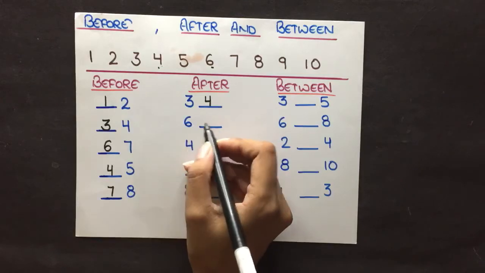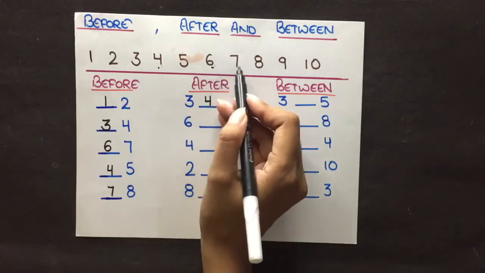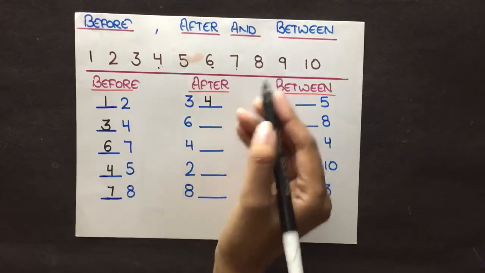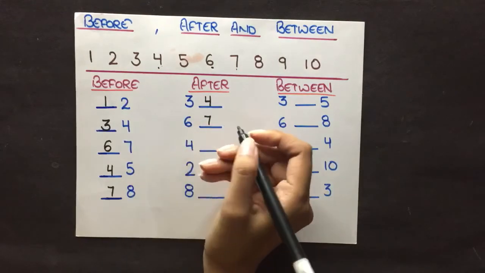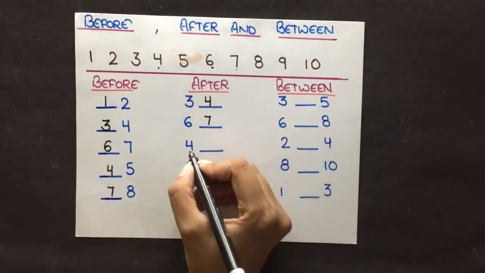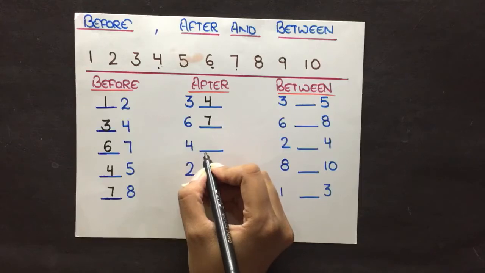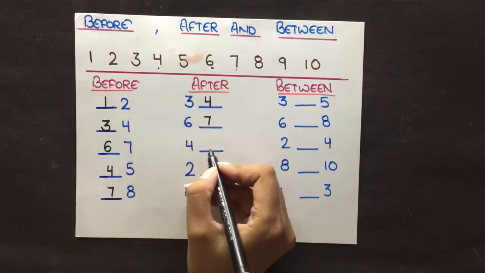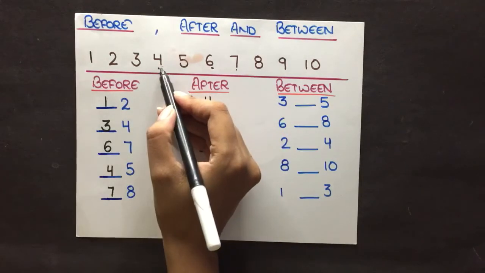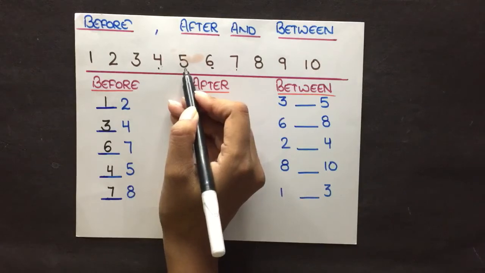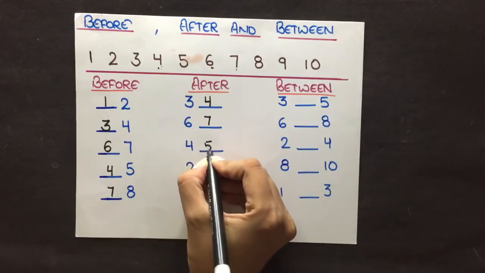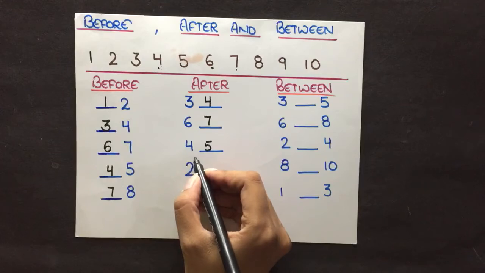Next, 6 dash. Now what comes after 6? That is 7. 7 comes after 6. Next, 4 dash. Now what comes after 4? That is, after 4 is 5. So 5 comes after 4.